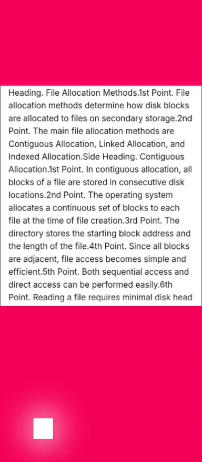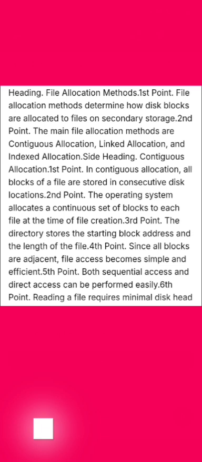File allocation methods. First point. File allocation methods determine how disk blocks are allocated to files on secondary storage. Second point. The main file allocation methods are contiguous allocation, linked allocation, and indexed allocation.